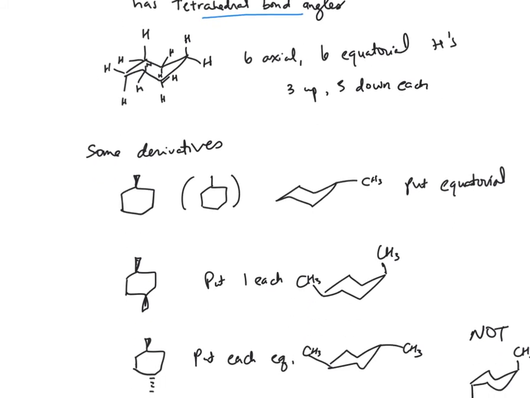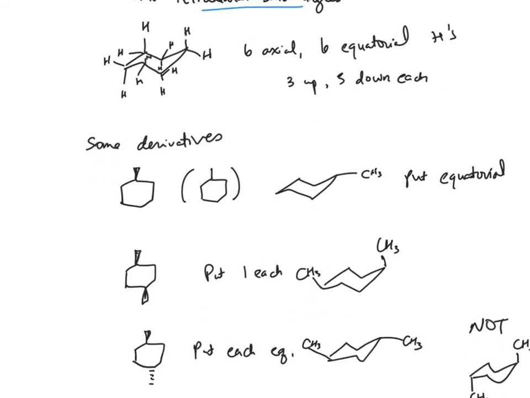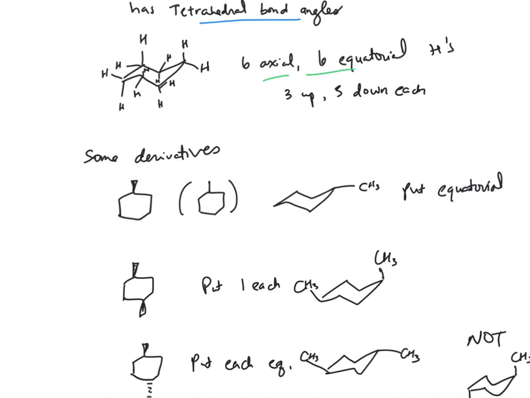In the chair we have 6 axial and 6 equatorial hydrogen atoms, where we've got 3 up and 3 down. So let me put our axial hydrogens in green. Notice that we've got 1 up, 1 down, 1 up, 1 down, 1 up, 1 down. It's for every other one. Whereas the equatorial ones I'll go in and highlight in blue.